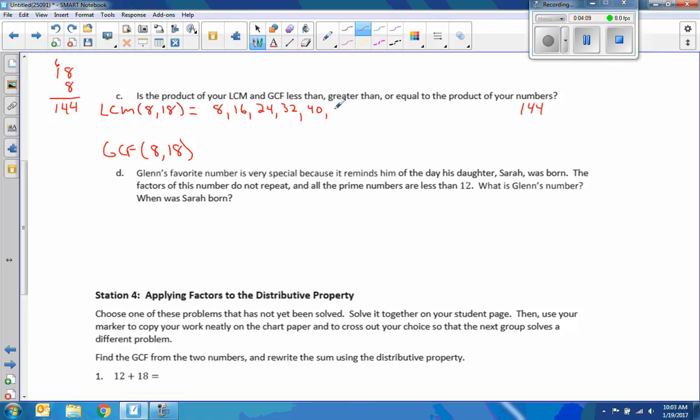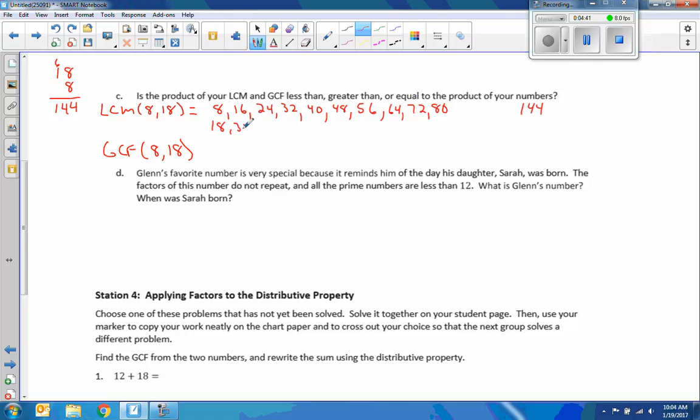8 times 6 is 48. I was looking at the 18, my apologies. 7 times 8 is 56, 8 times 8 is 64, 9 times 8 is 72.